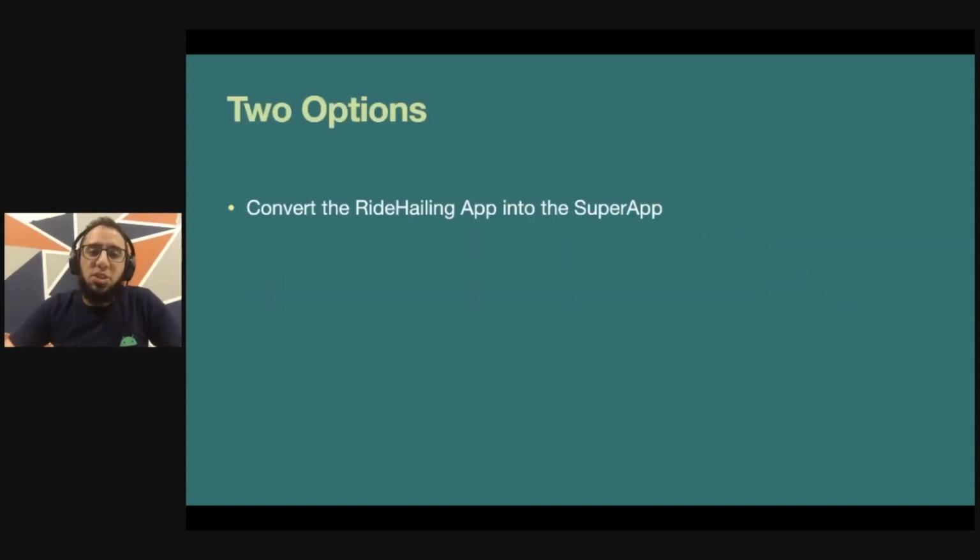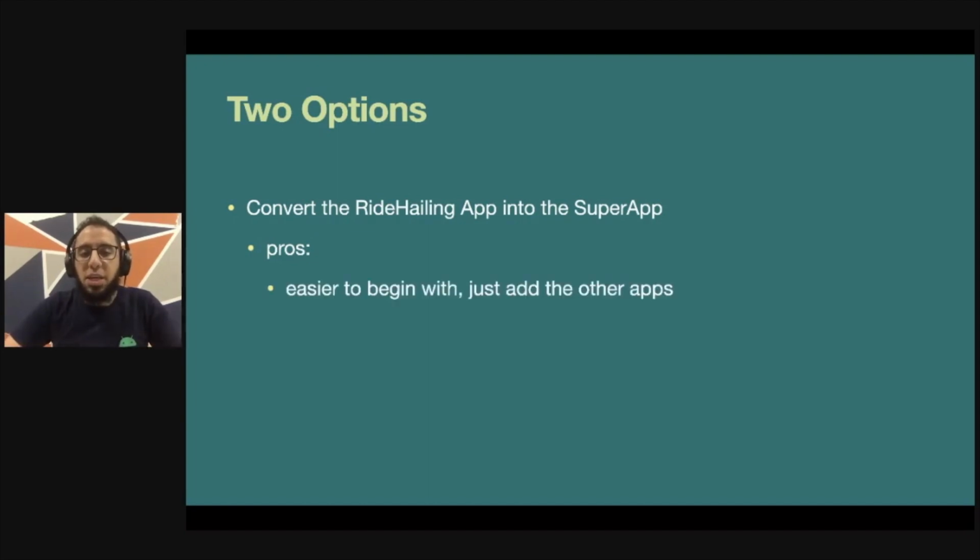So to do this, essentially, we have two options. There are two different approaches we can take. The first is we can try to convert the ride-hailing app directly into the super app. What I mean by that is we say, okay, we have a working ride-hailing app. Let's just add maybe a button somewhere for the food app and connect it to launch the food app somehow. Pros of this are it's easier to begin with.